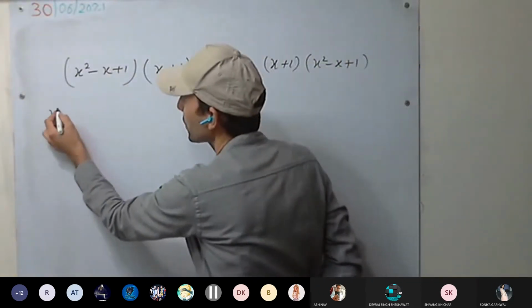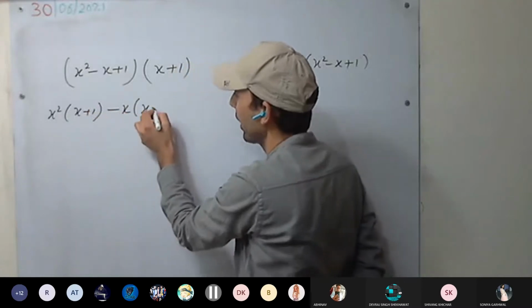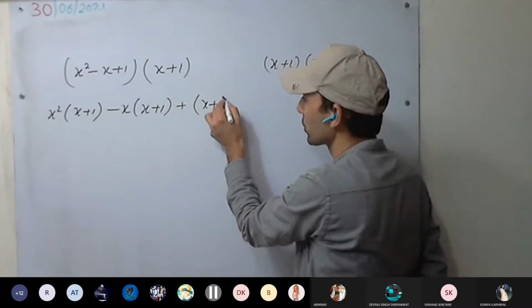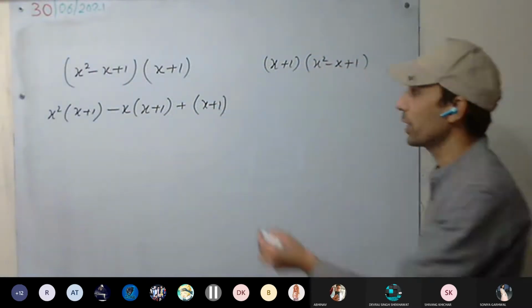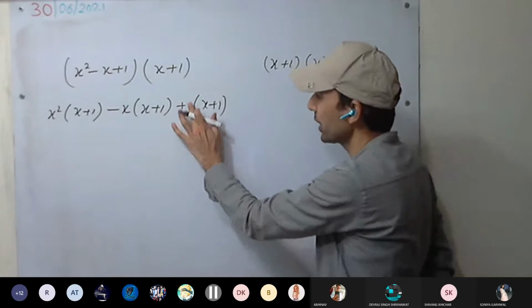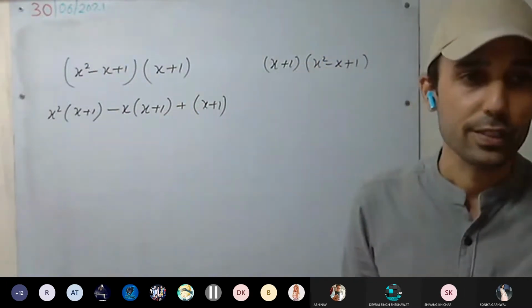So it will be how much? x square into x plus 1, minus x plus 1, plus 1, that is x plus 1. 1 into x plus 1 is x plus 1 only. So if you write 1, it's fine. If you don't write, it's also good. Everyone solve it.